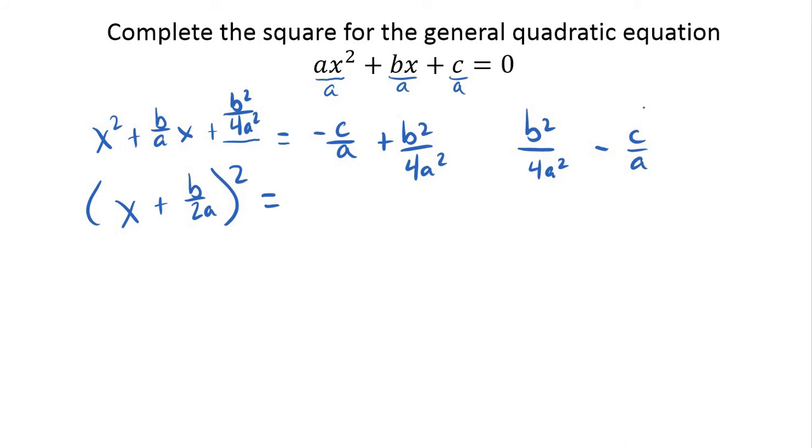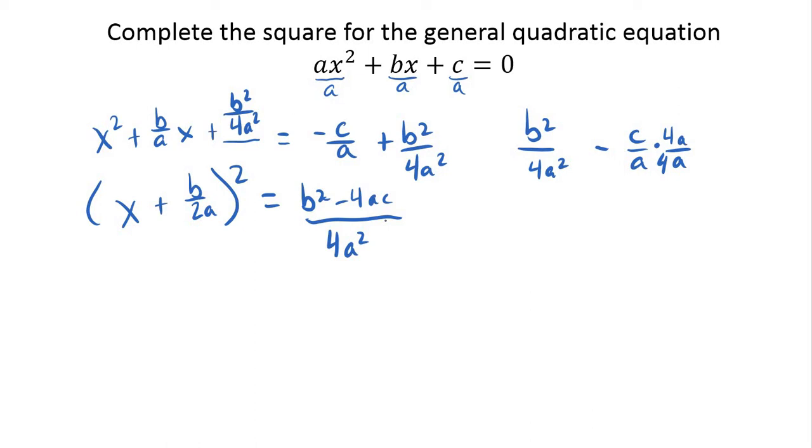Let's get a common denominator. Let's combine this into a single expression. Well, the common denominator looks like 4a squared. So I need to multiply this side by 4a over a. So I now have b squared minus 4ac all over 4a squared. Whoops, I forgot to do my 4 there. 4a over 4a.